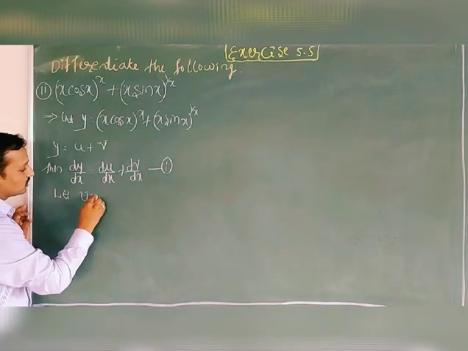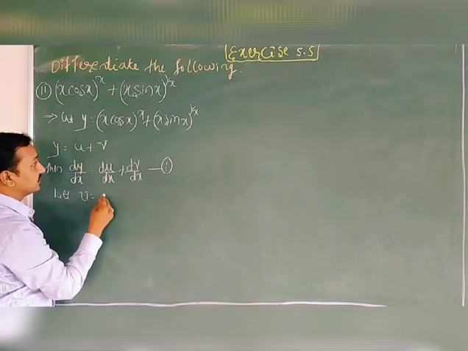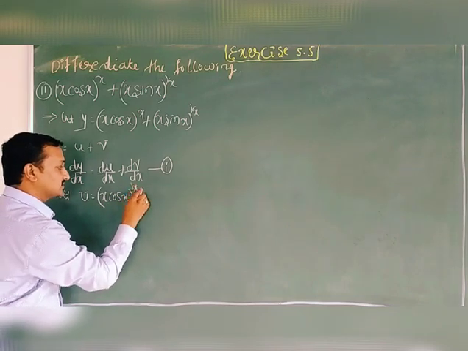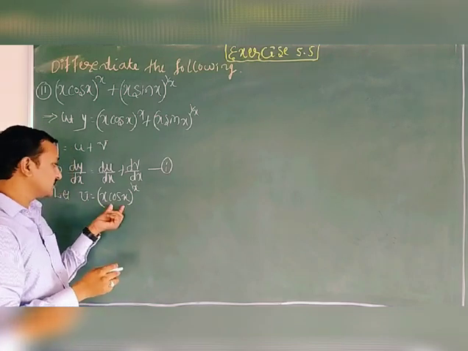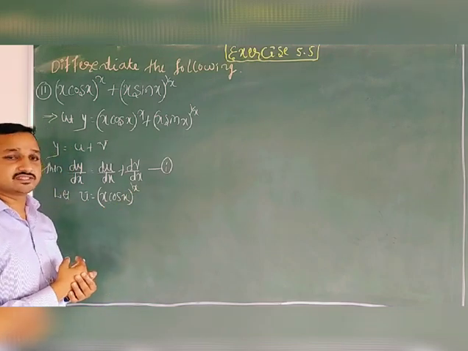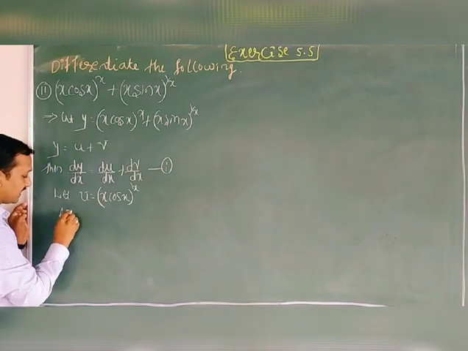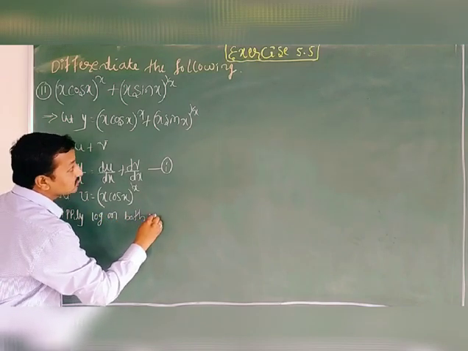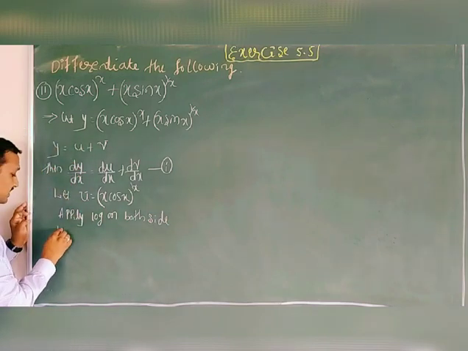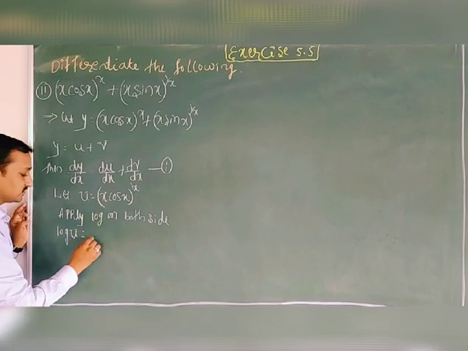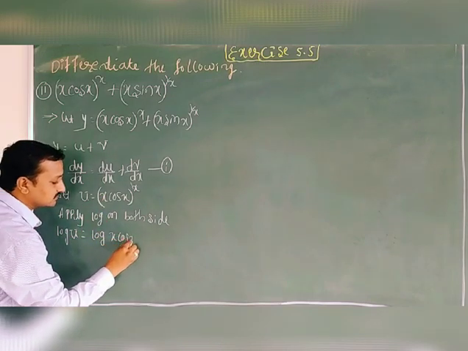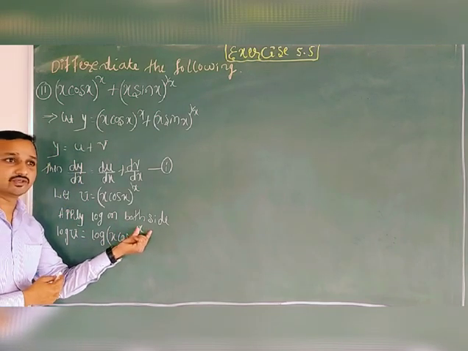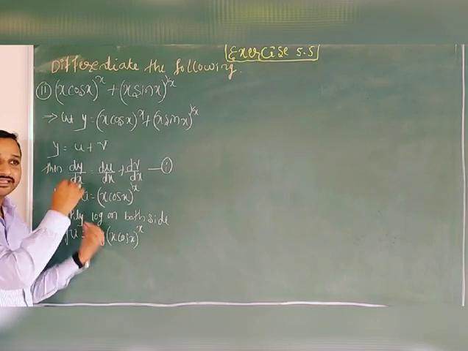First of all, let us take u equal to x cos x raised to x. Obviously this is a function raised to a function power, so we will apply logarithmic differentiation. Apply log on both sides, we get log u equal to log of x cos x raised to x. This is of the form log of m raised to n. Already we know that log of m raised to n can be written as n log m.